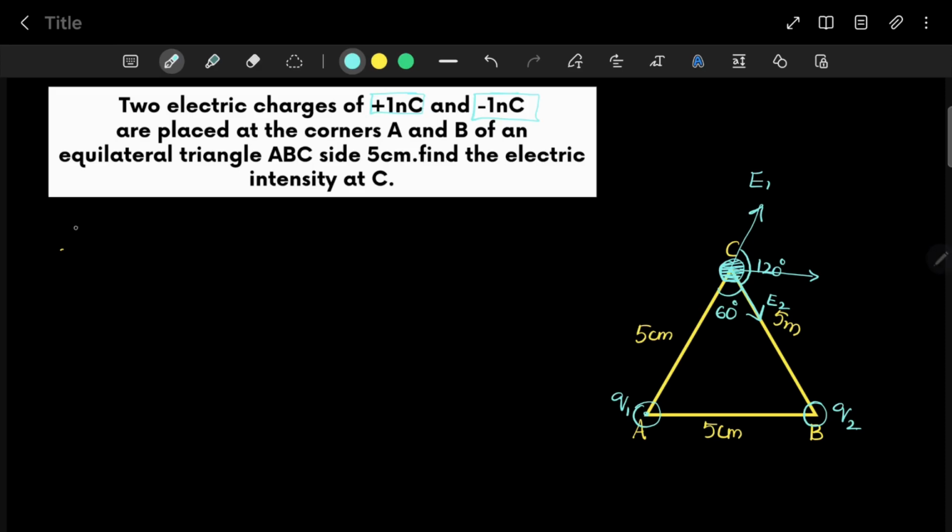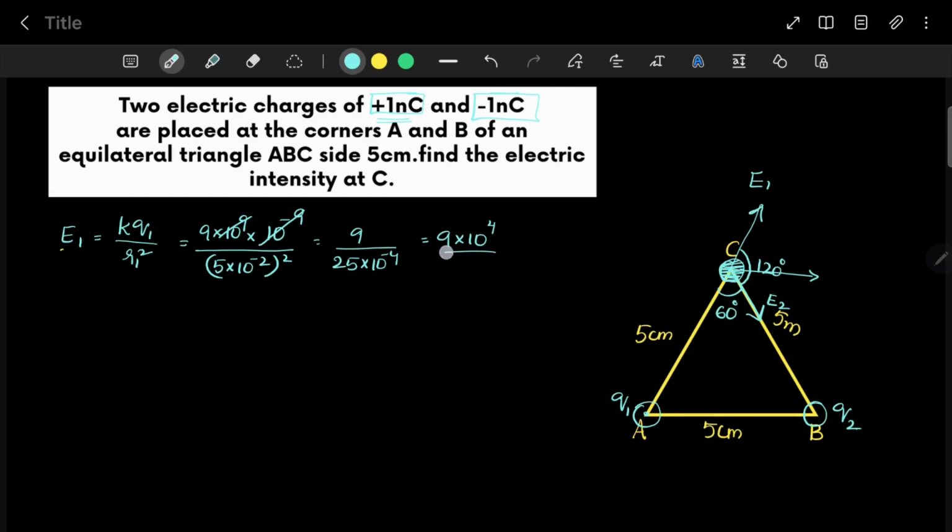Once again, you will write all the given and other stuff. Here E1 is equal to KQ1 divided by R1 square, which is equal to K is 9 into 10 power 9, Q1 is 1 nanocoulomb, that is plus 10 power minus 9, divided by, what is the distance given there? 5 centimeter, so it is 5 into 10 power minus 2 whole square. Which is equal to, 10 power 9 and 10 power minus 9 cancel, which will be 9 by 25 into 10 power minus 4, which is equal to 9 into 10 power 4 by 25 Newton per Coulomb.